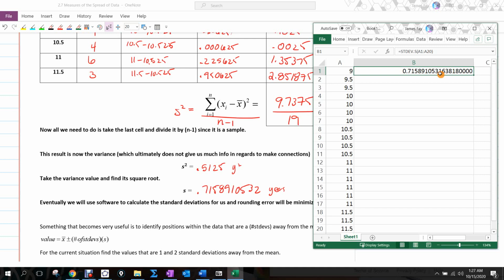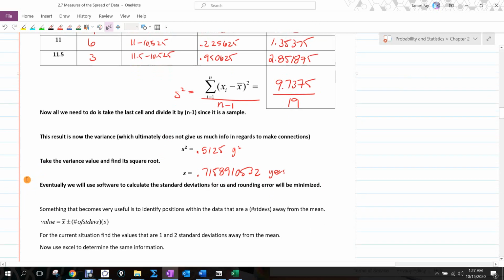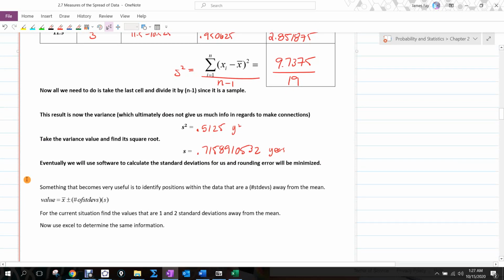And that'll be something we talk about, how we minimize rounding error and all that, like Algebra One, Algebra Two kind of concepts of working with error. That's our standard deviation. So what does that mean to us? How do we use the standard deviation?